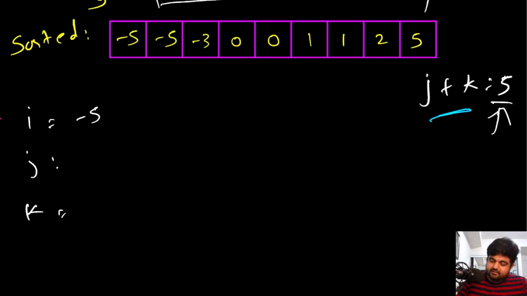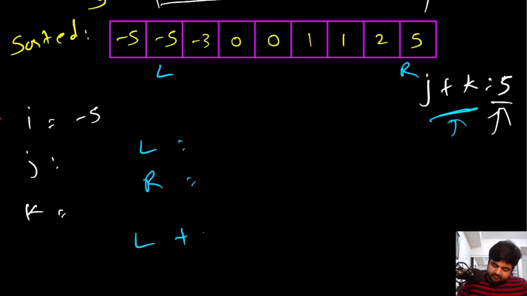Once we have the j plus k value we are trying to find, we are going to initialize two variables, left and right. Currently we are concerned with our left pointer and right pointer, and also with the left plus right sum, which is compared against the value we are trying to find. Currently the target value is 5. The current left position is -5, and the current right position is +5. So left plus right is equal to 0.